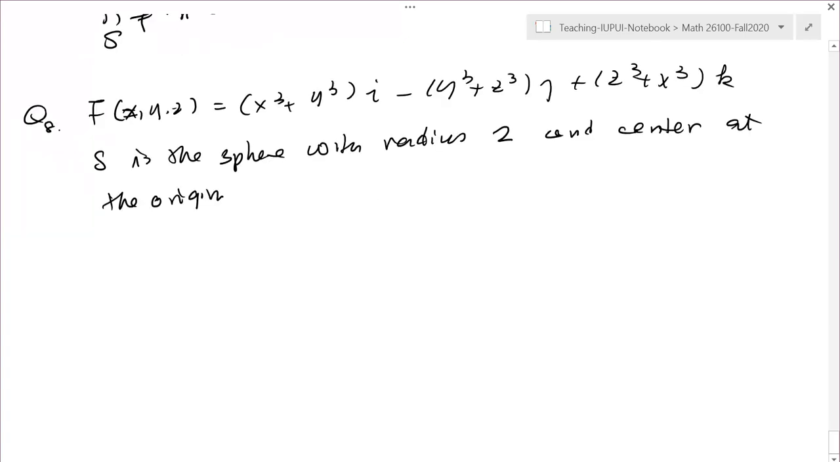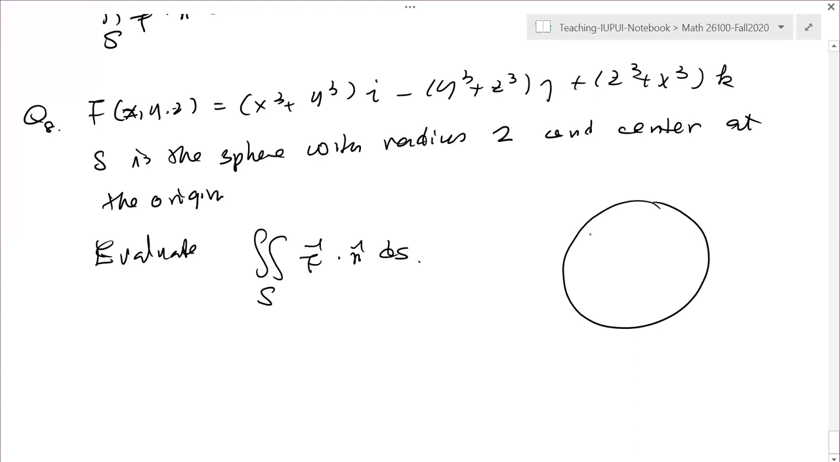The orientation is usually such that the normal vector points outward, otherwise they differ by a sign. Evaluate this surface integral. This is a sphere. How do you do that?